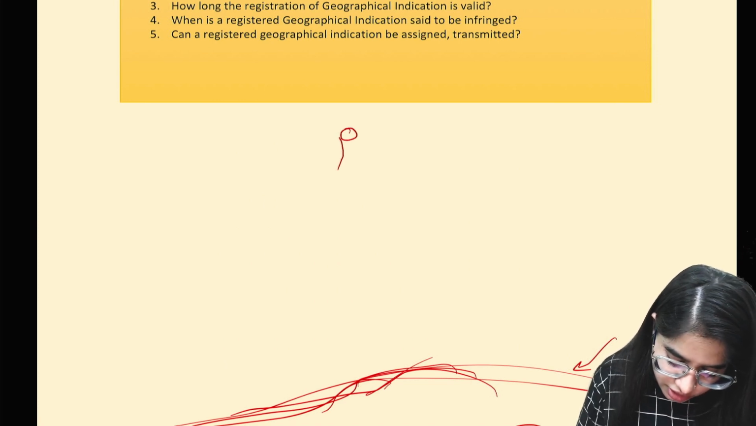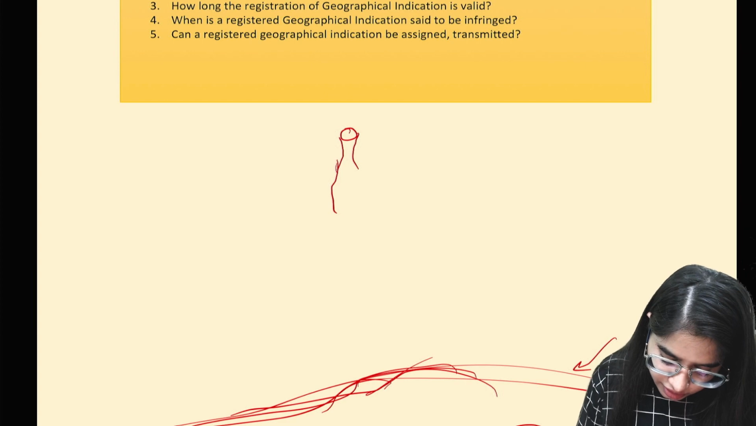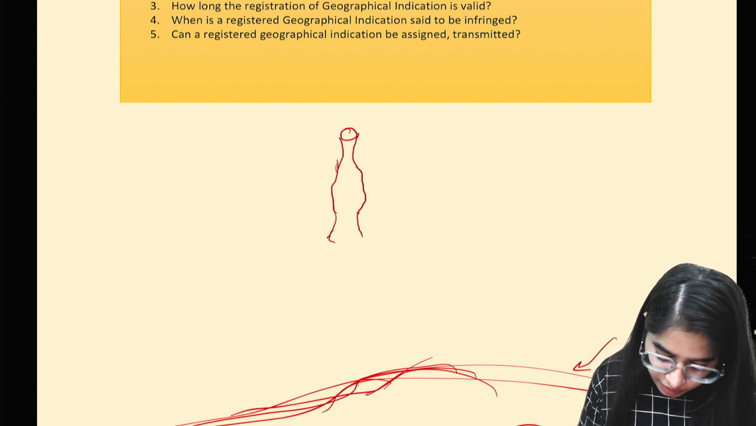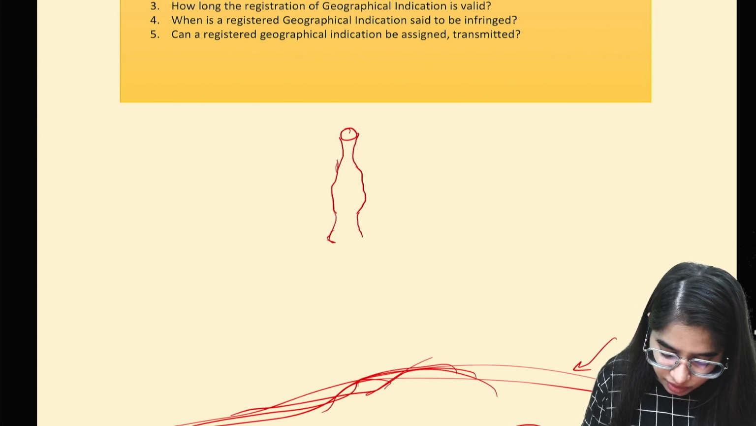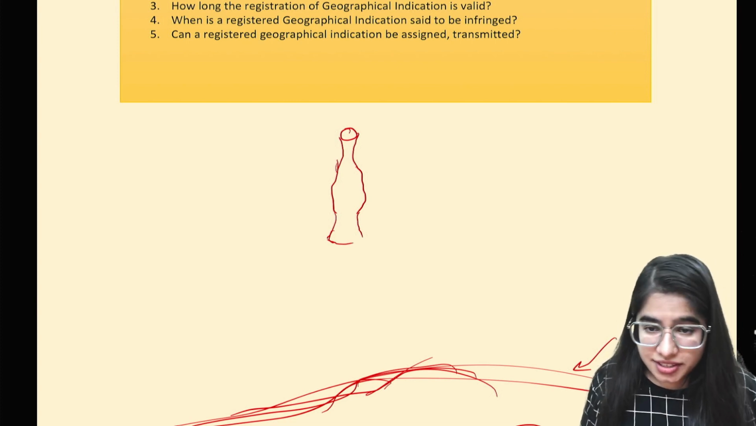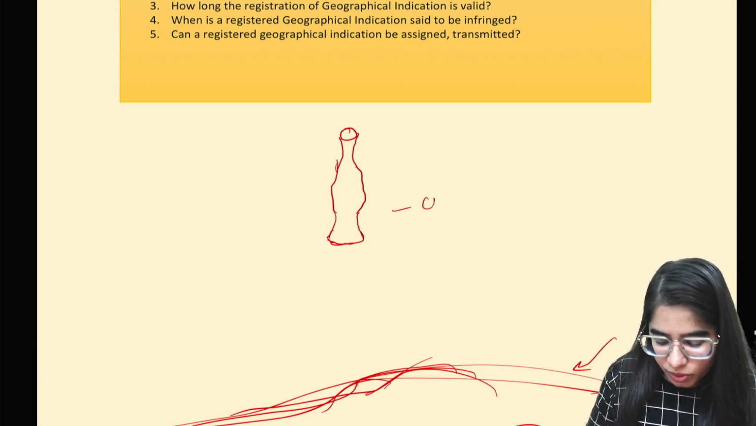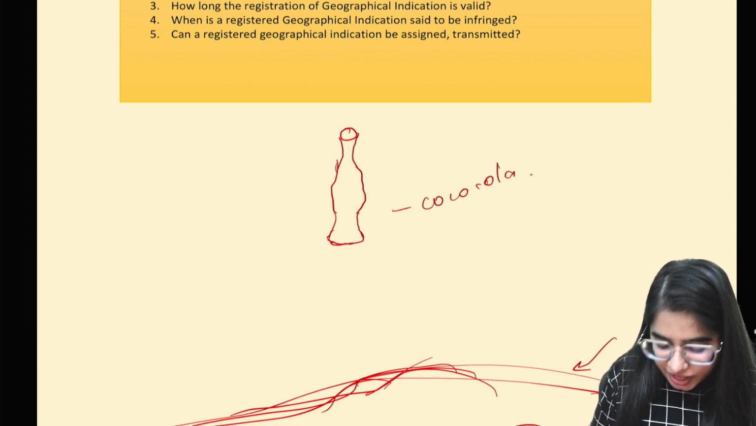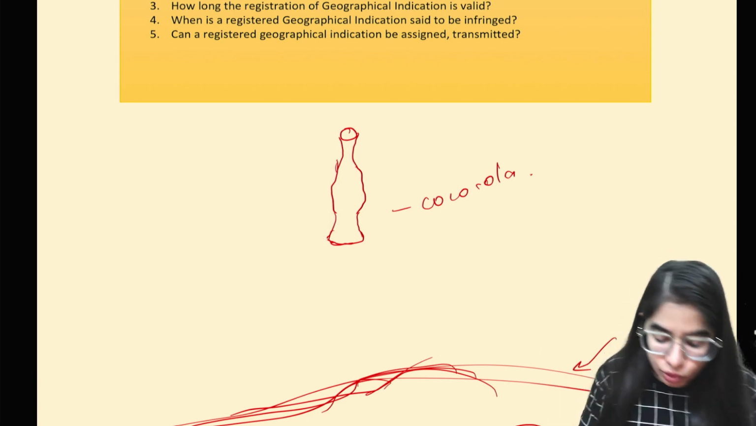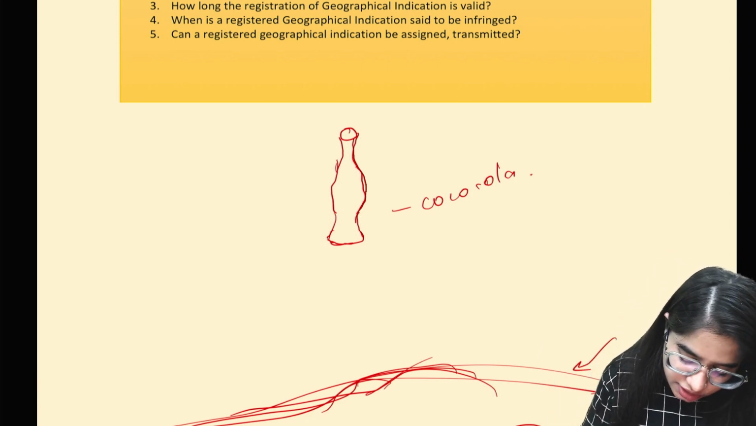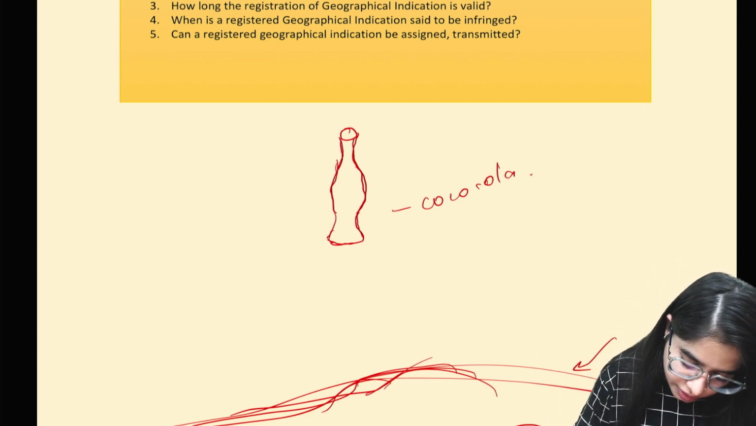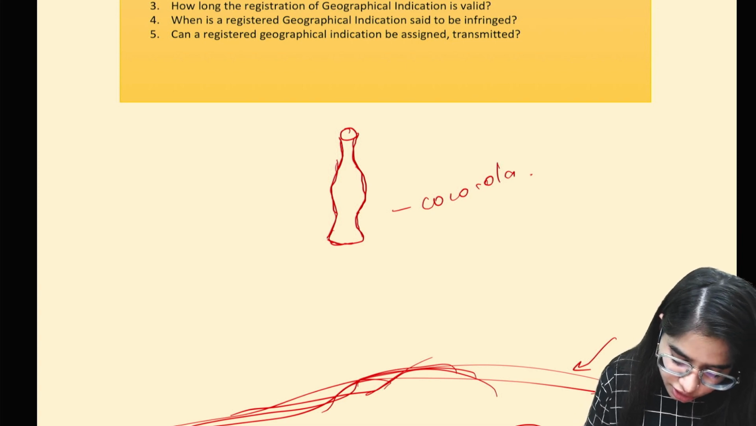I'll just try to make that design. My hands are shaking because of the weakness that I still have. Okay. This is the Coca-Cola bottle. This exact shape of the Coca-Cola bottle. We made a bottle with this kind of shape. Yes, yes, zero figure shape.